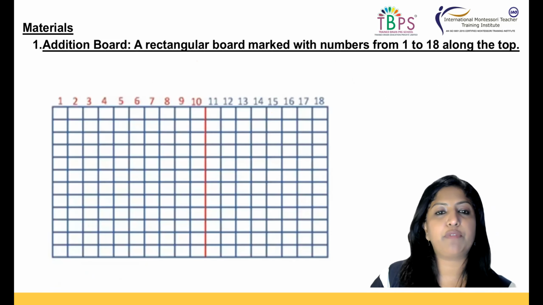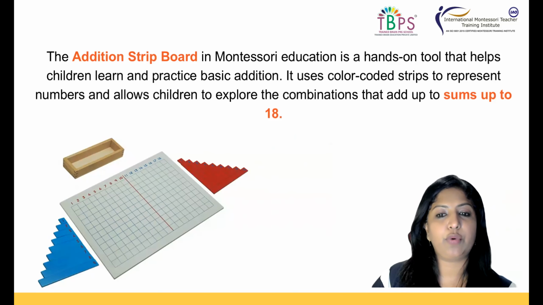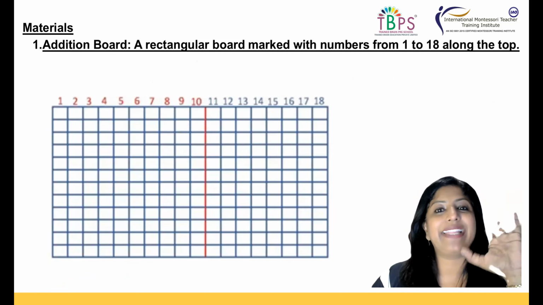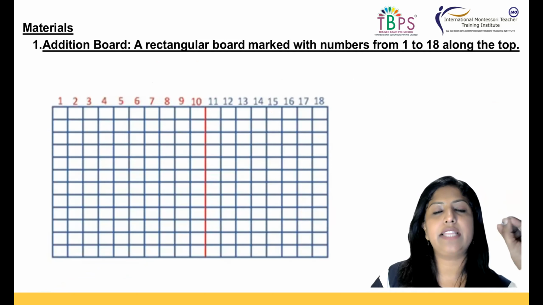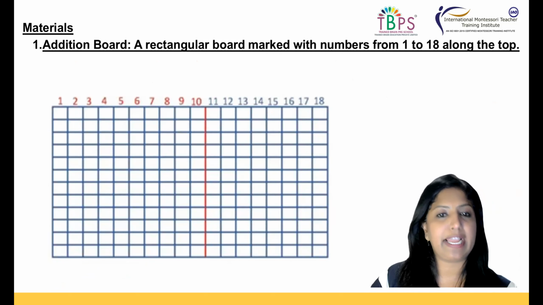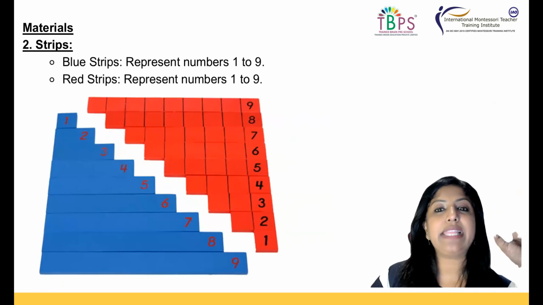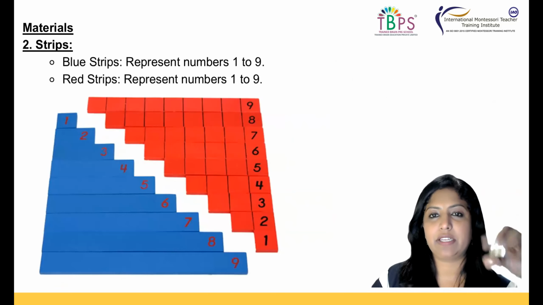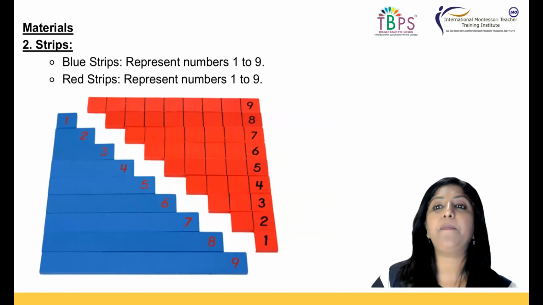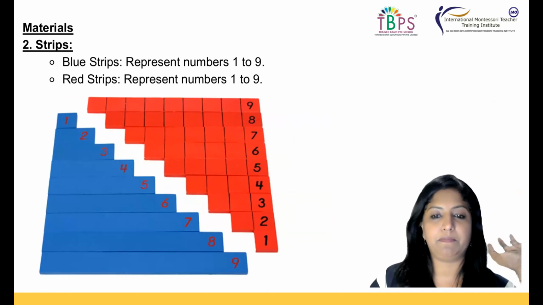Now coming down to performing the things. So this is what the board looks like. If you don't have the board, you can draw it and keep it in your book for your reference. 1 to 10 is in red color, 11 to 18 is in blue, and draw a line over here. Now these are the strips. Can you see here? We have blue strips and we have red strips. Numbers from 1 to 9 have been written on these strips. Put together, this material is called the addition strip board.